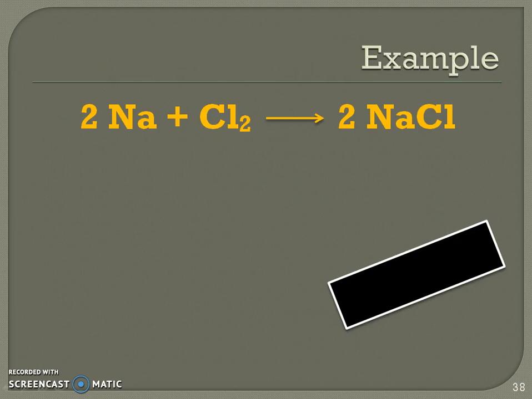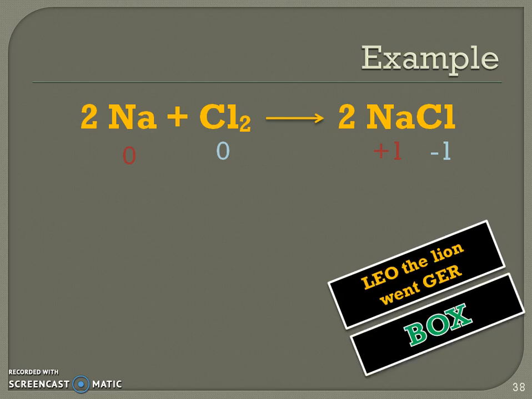So let's look at an example here. We have sodium plus chlorine to make our sodium chloride. Let's assign those oxidation numbers. Well, sodium on the left will be 0 because it's an element. Sodium on the right is going to be +1 because now it's in a compound and it is attracted to the chlorine. So now the chlorine goes from a 0 charge because it's an element to a -1 in a compound. So Leo the lion went GER, or BOX, however you want to think about that.